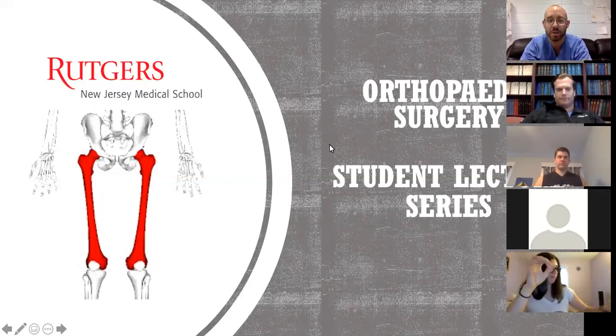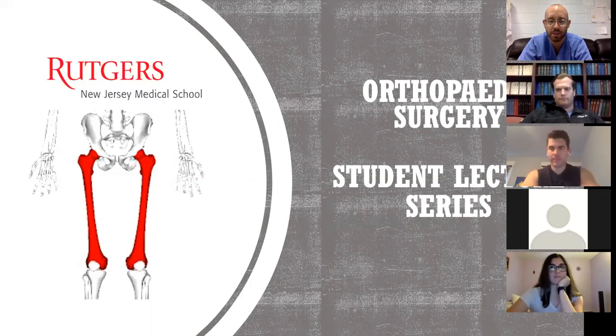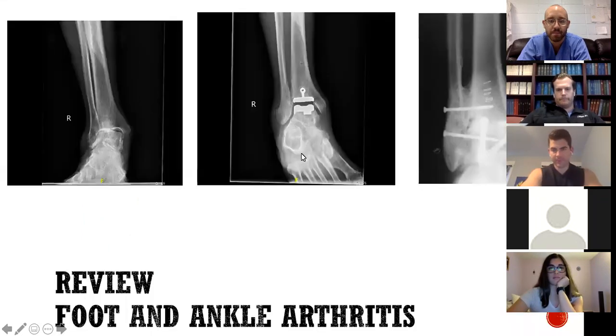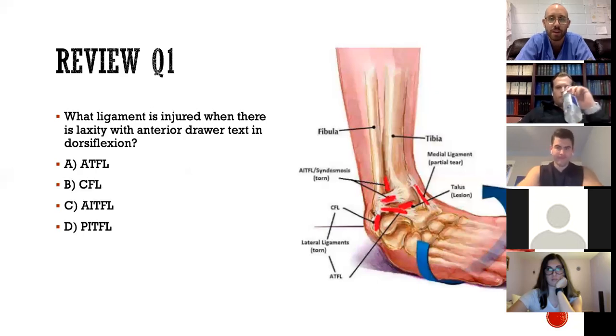So as always, we'll go over a little review from our previous lecture. That was foot and ankle. Jeff, can you go ahead? Yep. So we talked a little bit about foot and ankle arthritis and treatment options. This question, if you guys follow us on Instagram, was a similar question that was posted yesterday. So what ligament is injured when there's some laxity with the anterior drawer test when the foot is in dorsiflexion?